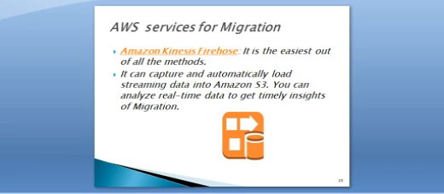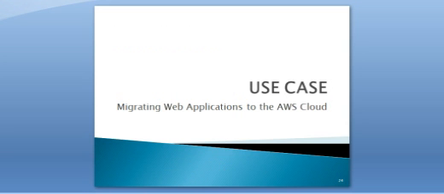Amazon Kinesis Firehose. It is the easiest out of all the services. It can capture and automatically load streaming data into Amazon S3. You can analyze real-time data to get timely insights of migration. We'll see one use case. Migrating web applications to the AWS cloud.